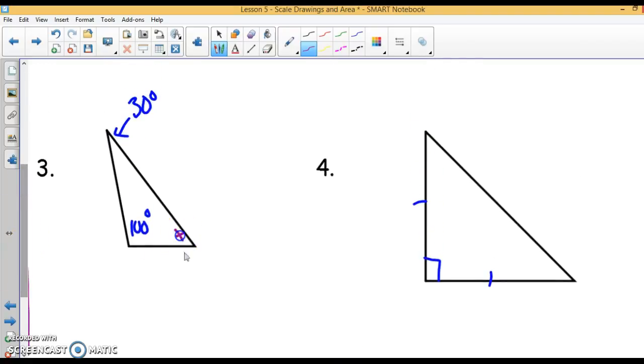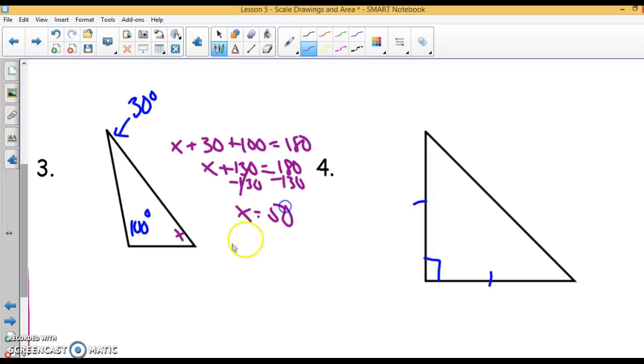I'm going to find this angle right here, x. So x plus 30 plus 100 equals 180. So x plus 130 equals 180. Subtract 130. X is 50 degrees.